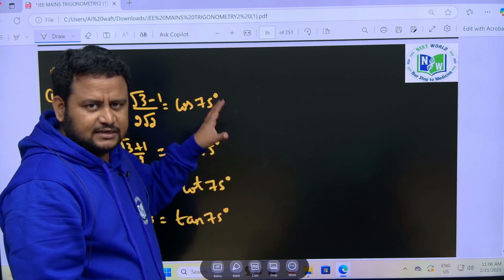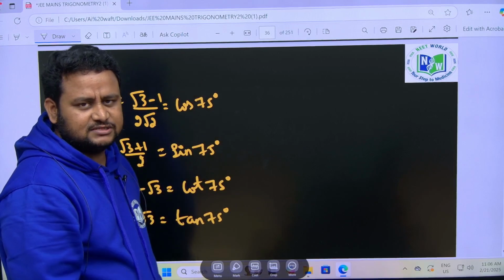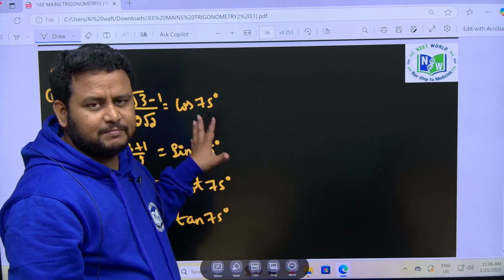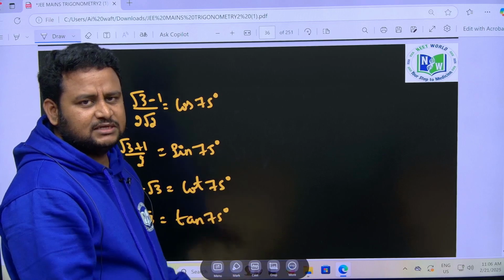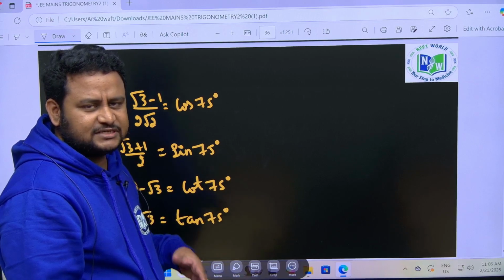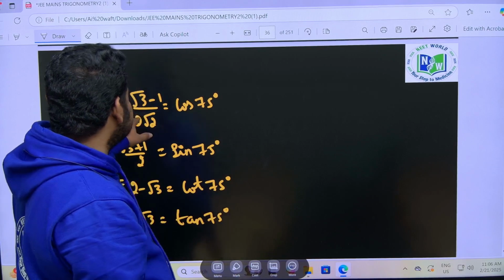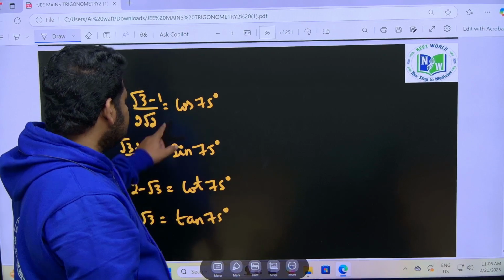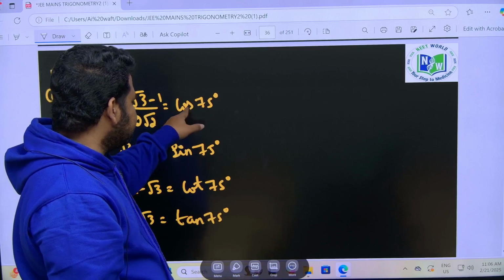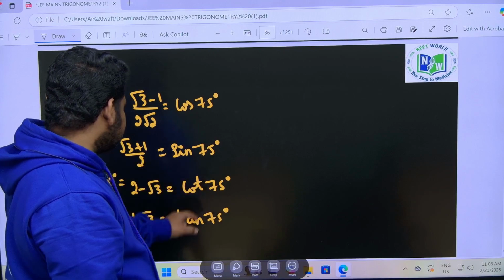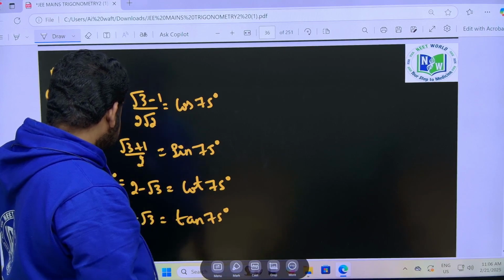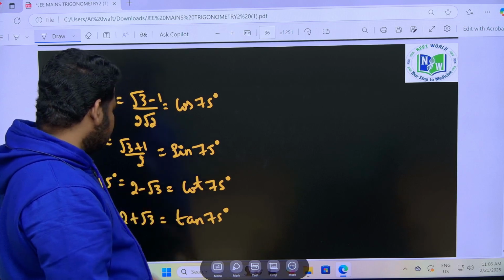Of course, you can derive this using the compound angles formula. But I want my students to remember this, because this will save you a lot of time, and this will give you an edge over others when it comes to saving time and solving the questions accurately, right? So sin 15 degree is root 3 minus 1 by 2 root 2, that is equal to cos 75, it's complementary. So cos 15 is sin 75, tan 15 is cot 75, these are the values. Cot 15 is 2 plus root 3, tan 15 is 2 minus root 3.